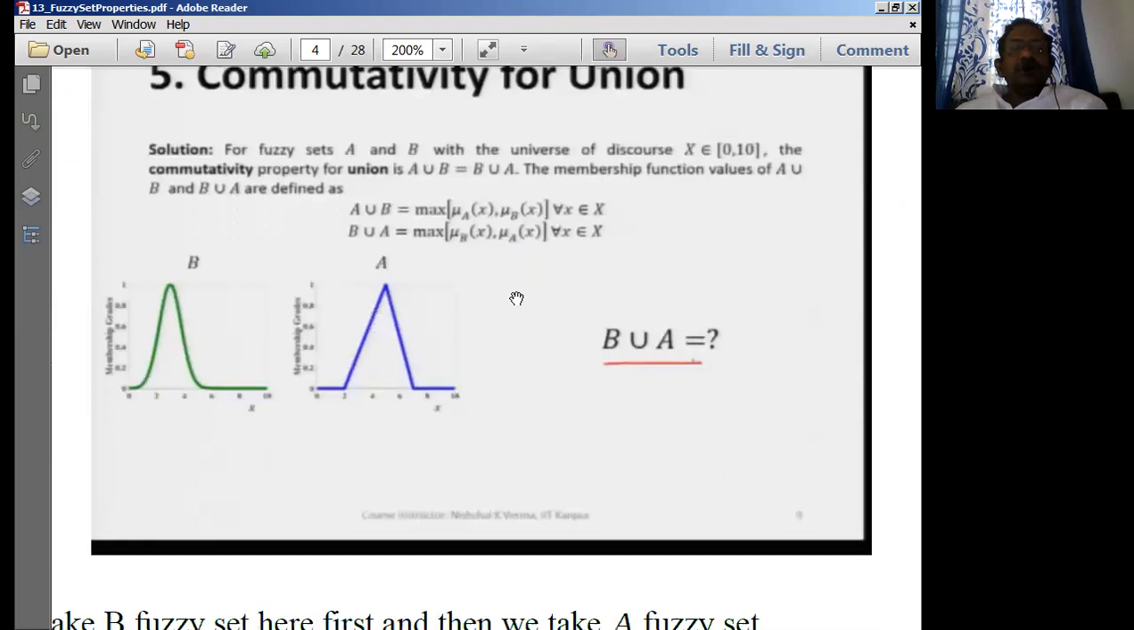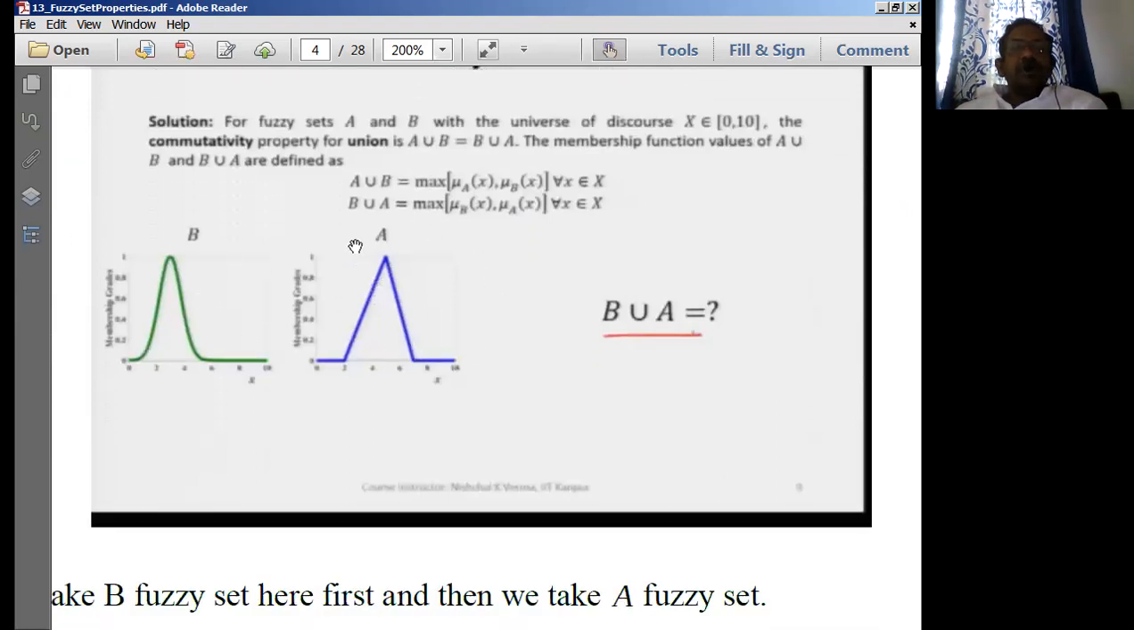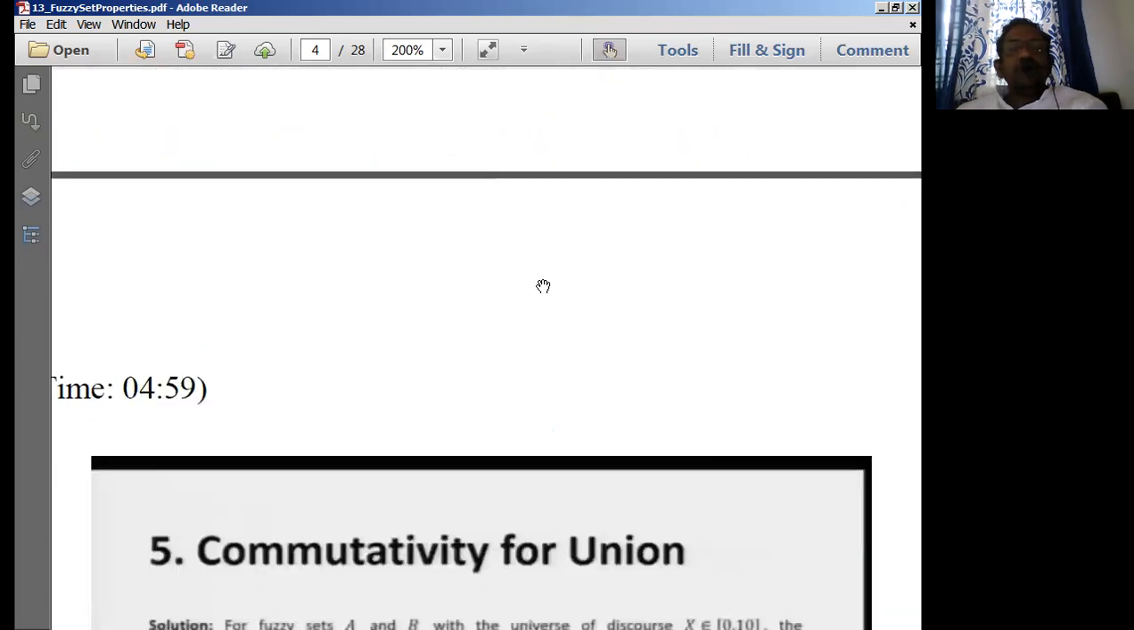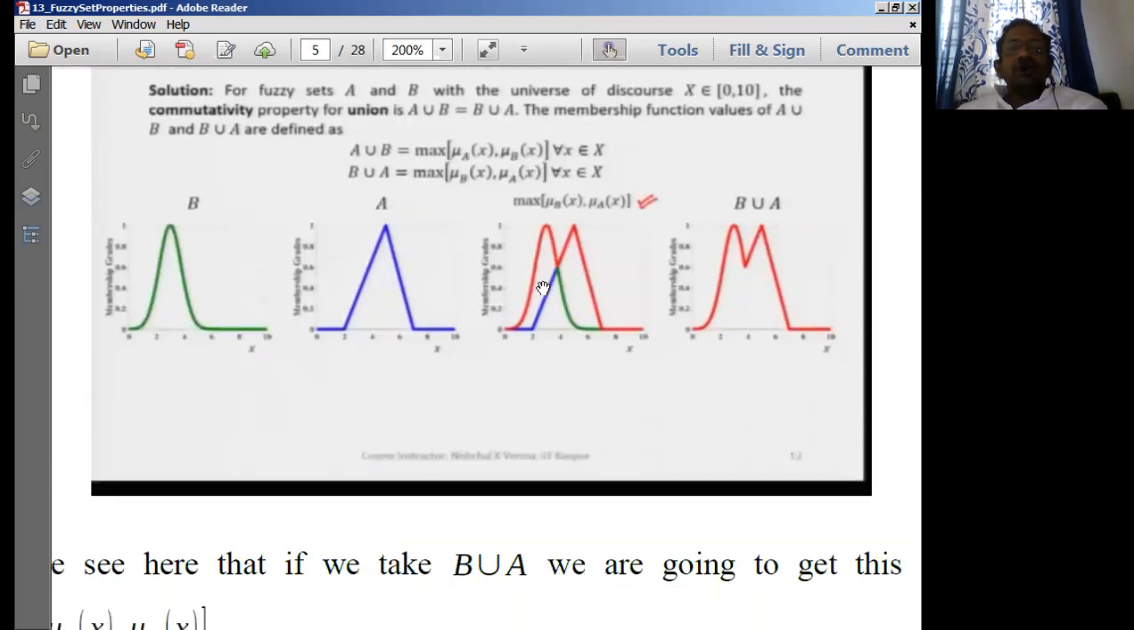That means, first of all, we consider B, then we consider A. We have to find out B union A. So the formula criteria is going to be the same. The first one is the membership function for set B. This is the membership function for set A. These two we have to simply compare. Now let us see the resultant of these two.